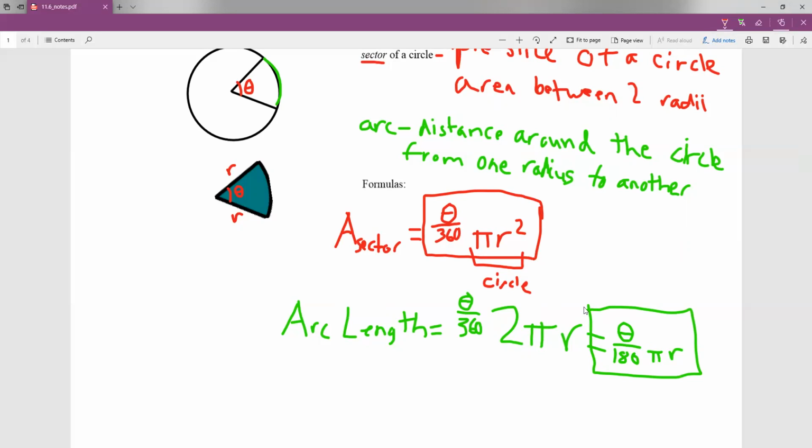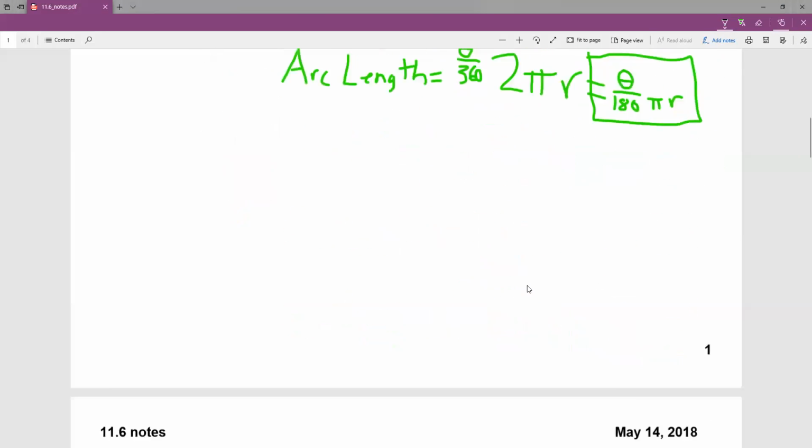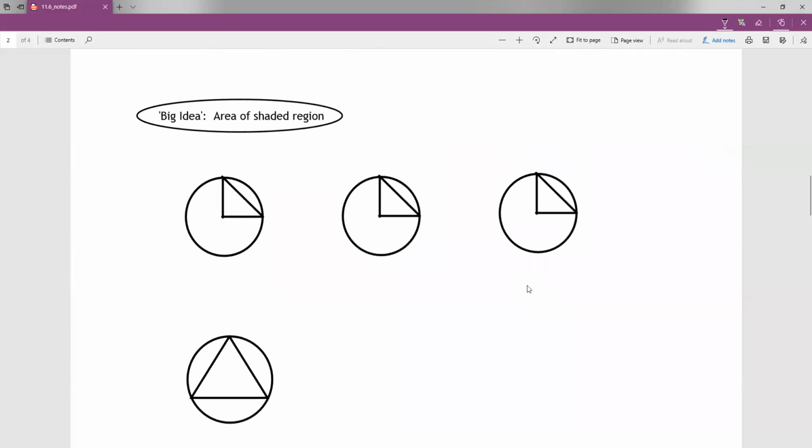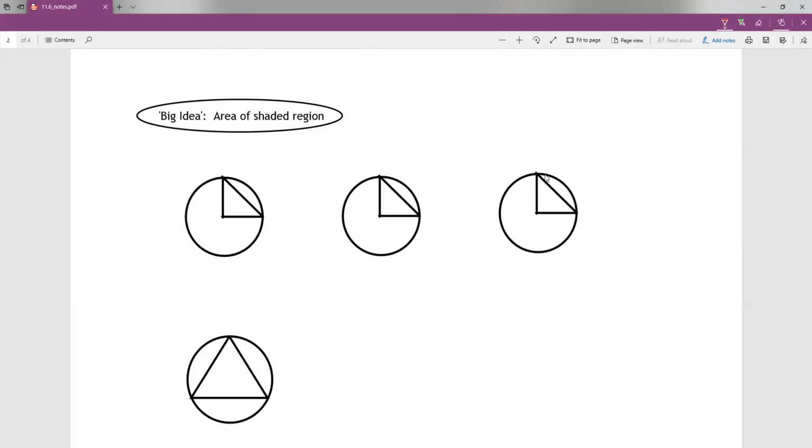So these two formulas are what we're going to be using a lot today, as well as other area formulas. Great. So moving on. Today a big idea that we're going to talk about is how to find the area of, let's say, this shaded area. Now this is called a segment technically, but I like to call it the sliver. It's just like a little sliver of the circle.